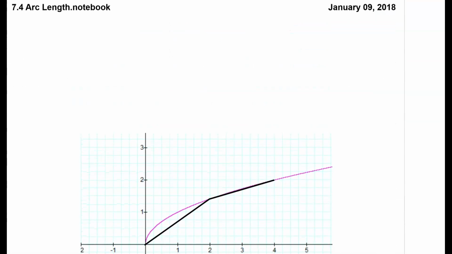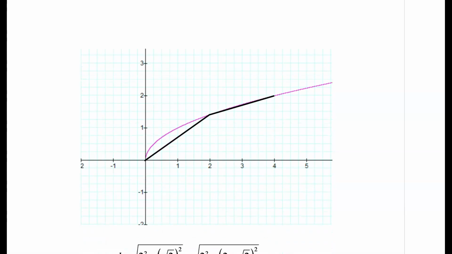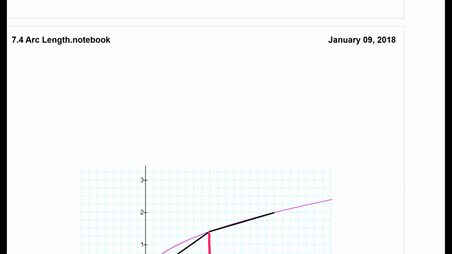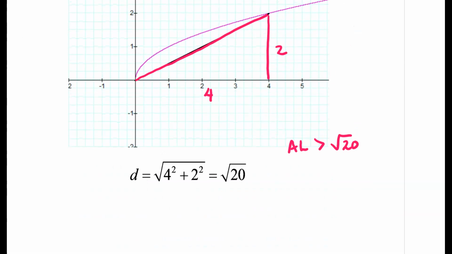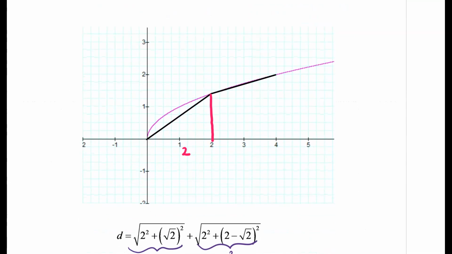In the next screen, I decided to split this up into two line segments. So from here to here, from 0 to 2. So now I have a change of x of 2. If you look up here, my change of x when I only did one segment was 4, and I used one segment. Come down here. Now I'm going to do a change of x of 2. And let me draw this in here. So this is 2 as well.